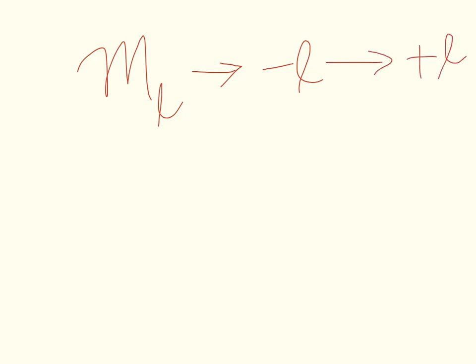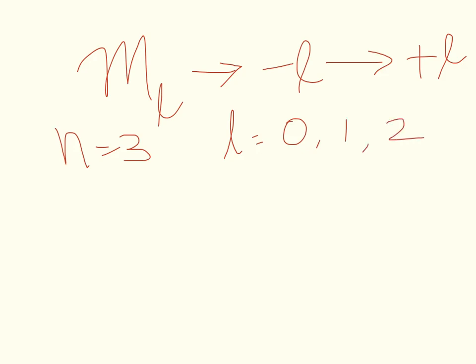Now, what are the rules for m sub L? m sub L can take values from negative L all the way to positive L, including 0. What do I mean by that? Let's consider, for example, n equals 3. First of all, what are the L values? L is equal to 0, 1 and 2.